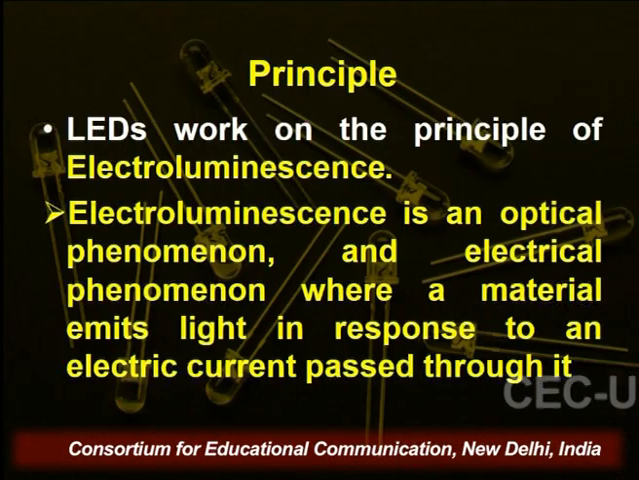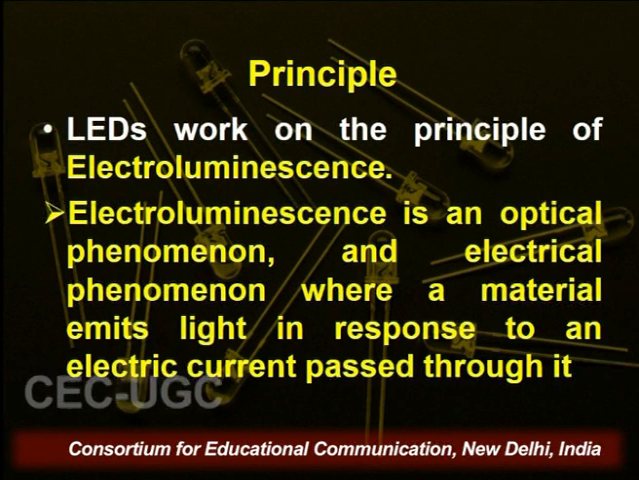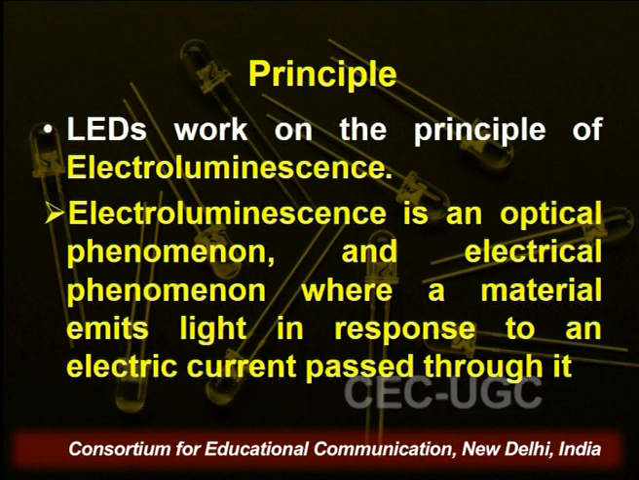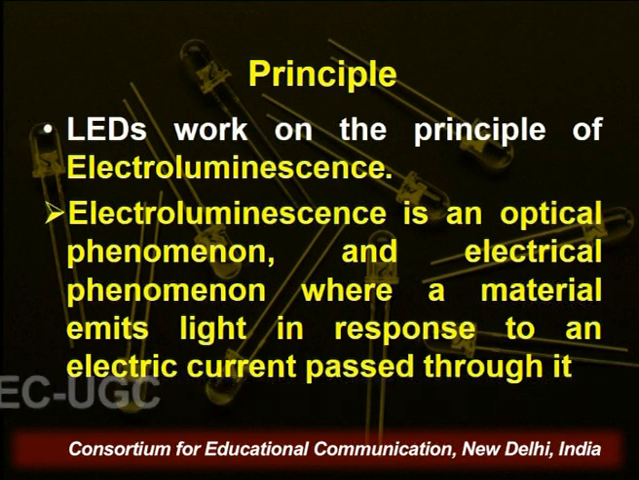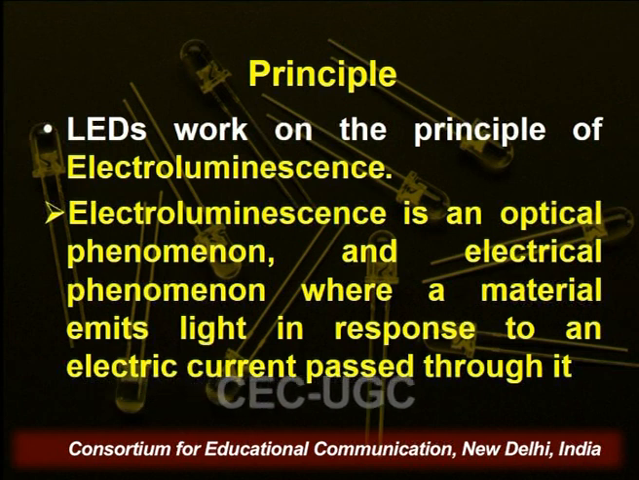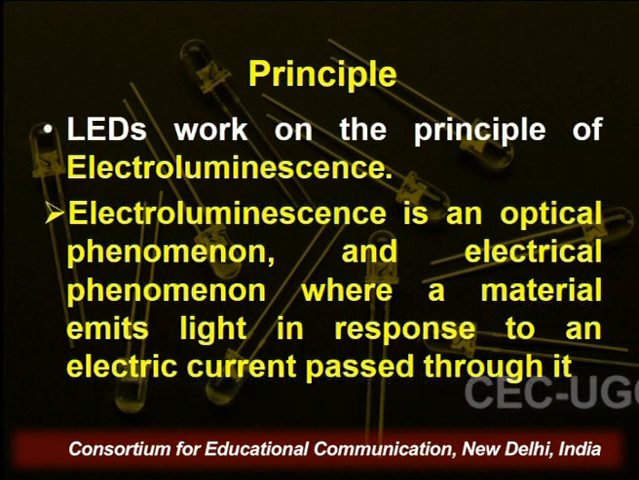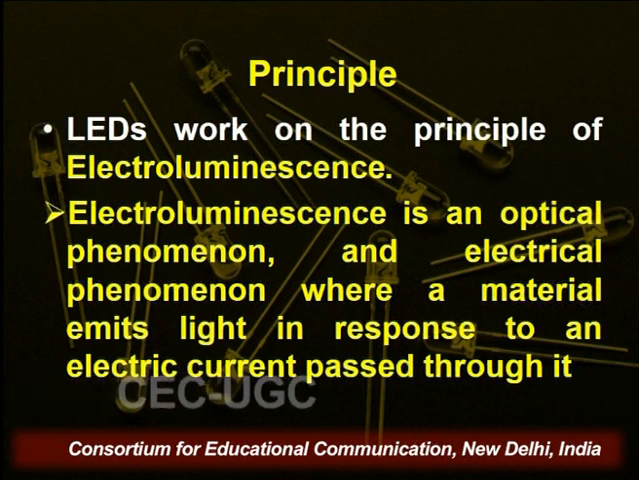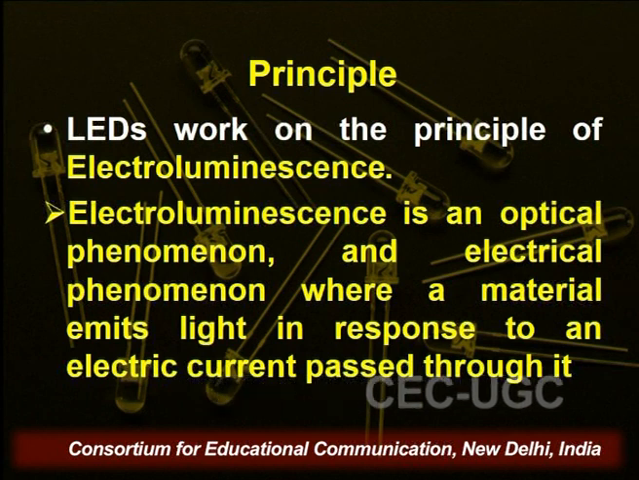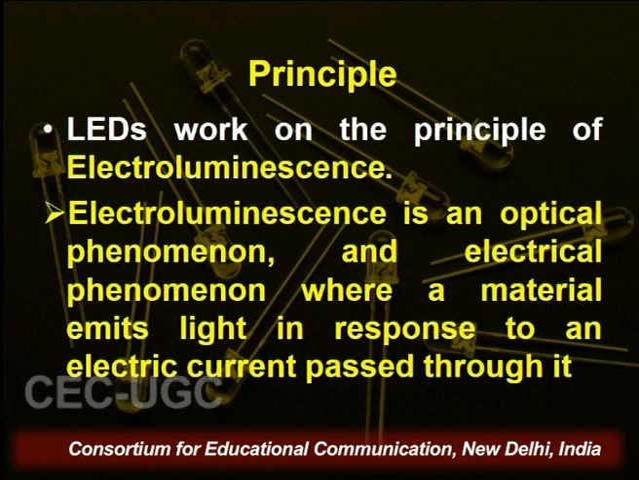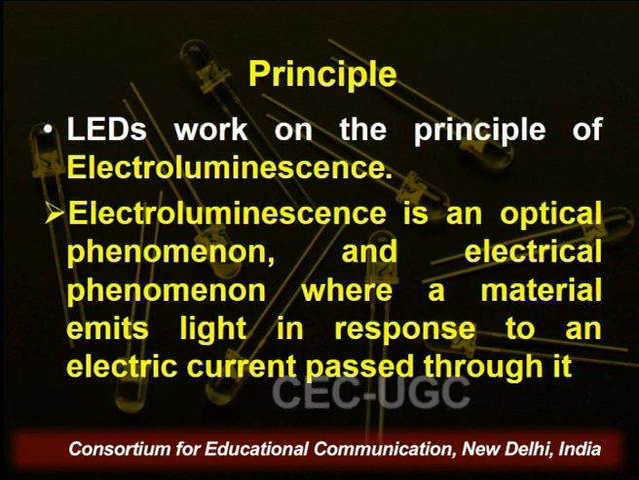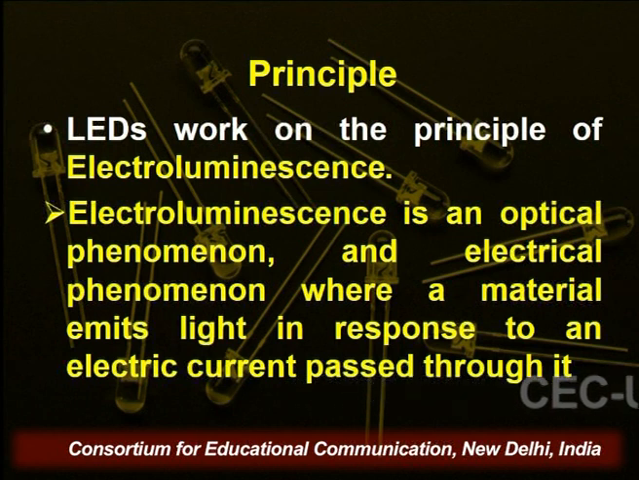So on what principle does it work? It works on the electroluminescence principle. So what is this electroluminescence? It is an optical phenomenon and an electrical phenomenon also, because we are giving an electric current and getting an optical output, where a material emits light in response to the electric current passing through it. So when we apply the electric current and conduct the diode, it will emit light, and that's why it is an optical as well as an electrical phenomenon. That's why it is called electroluminescence.